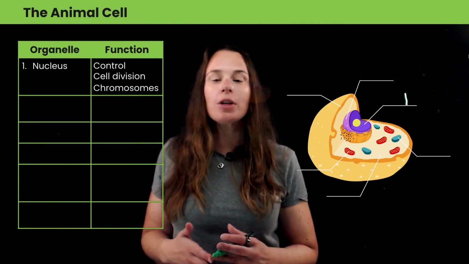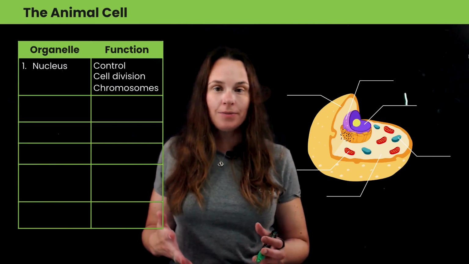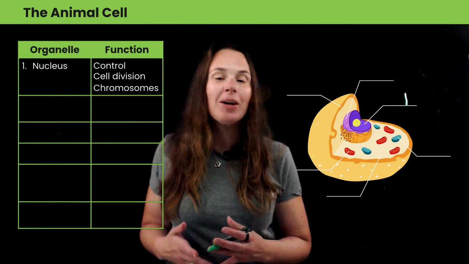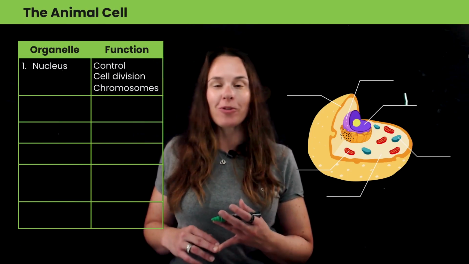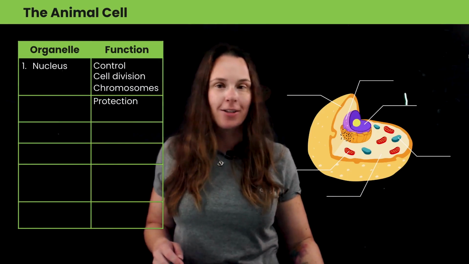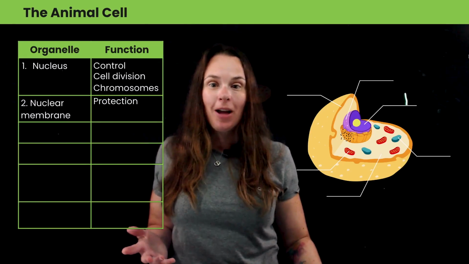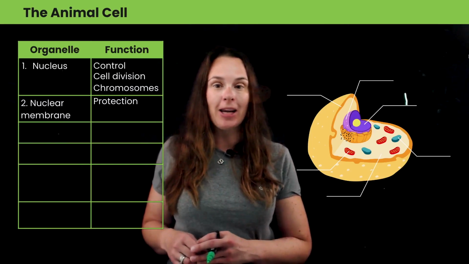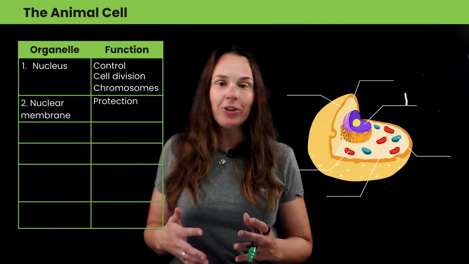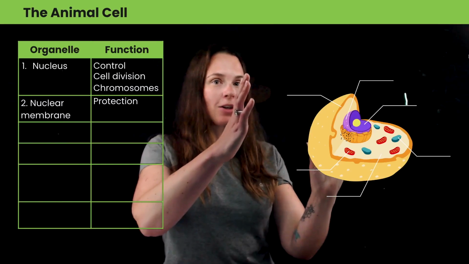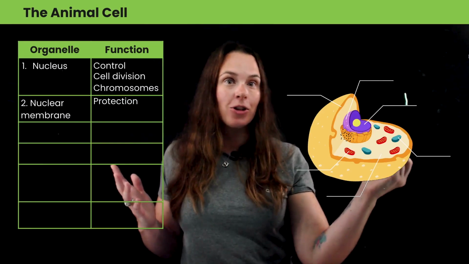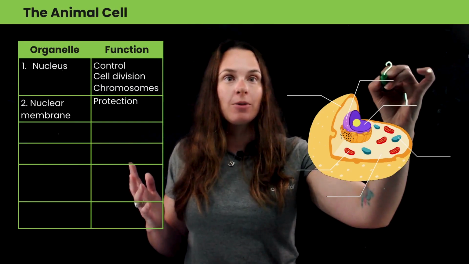Now, since the nucleus controls the functions of the cell and also contains very important genetic information in the form of chromosomes, it needs to be protected. And so we have an organelle that actually does that job, and it is called the nuclear membrane. We also call it the nuclear envelope. And so if I look at my animal cell here, and we want to label where that nuclear membrane is, we're looking at around right there.